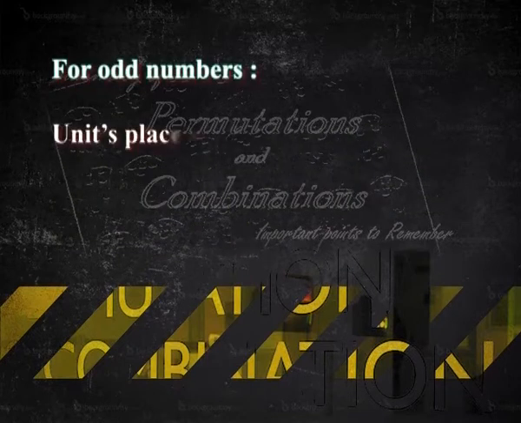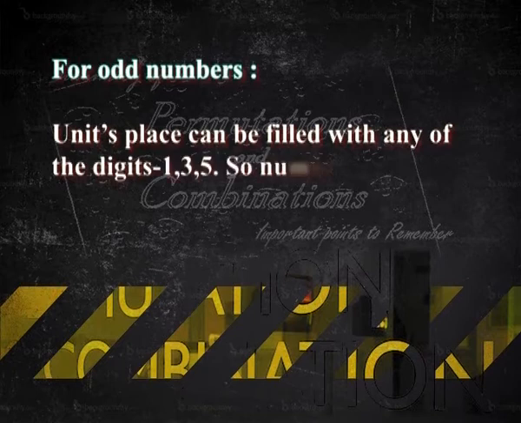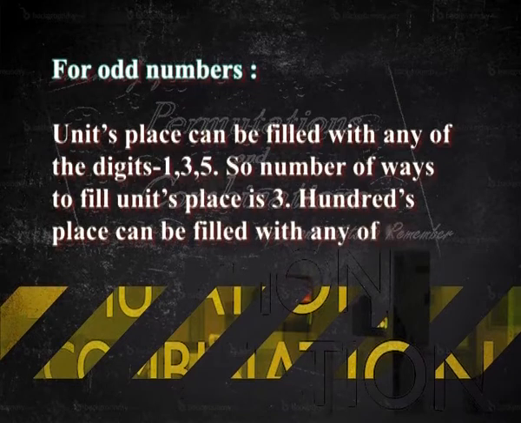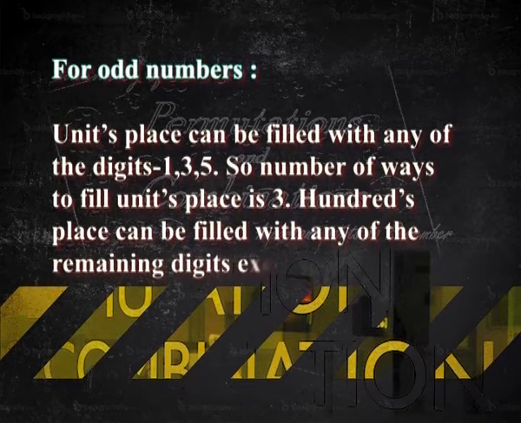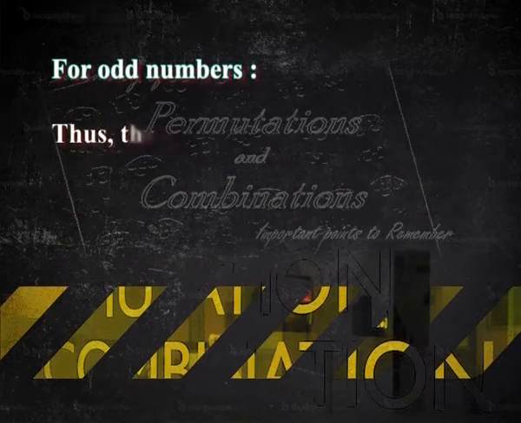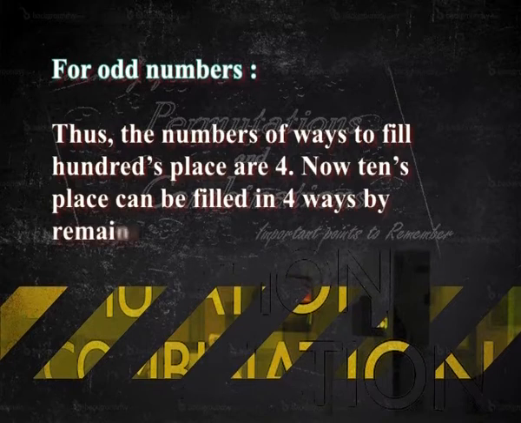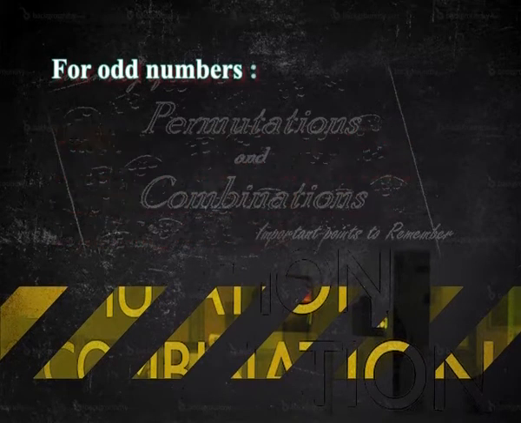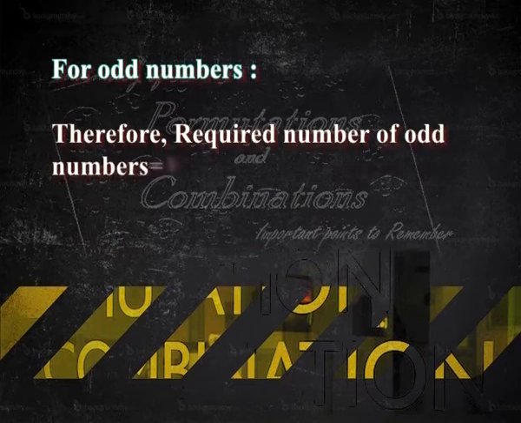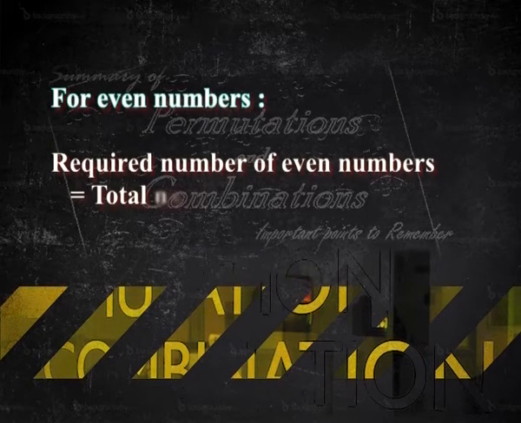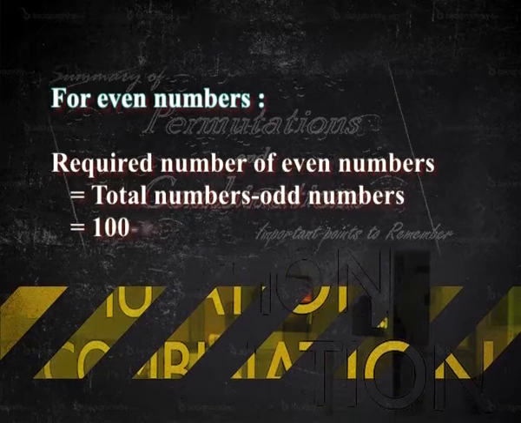Now, for odd numbers, units place can be filled with any of the digits 1, 3, 5. So, the number of ways to fill the unit place is 3 here. Hundreds place can be filled with any of the remaining digits except 0. Thus, the number of ways to fill hundreds place is 4 here. Now, tens place can be filled in 4 ways by the remaining 4 digits. Therefore, the required number of odd numbers here will be 3 into 4 into 4, that is equal to 48. Now, for even numbers, the required number of even numbers will be total numbers minus the odd numbers. So, that is 100 minus 48, that gives you 52.